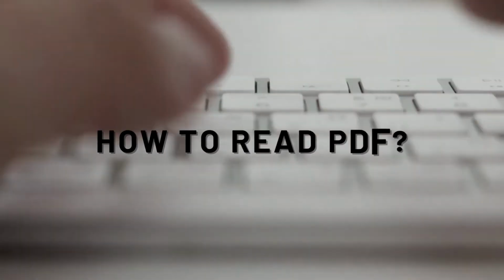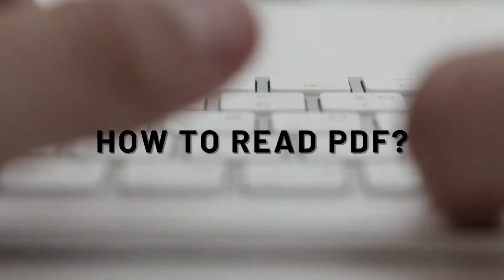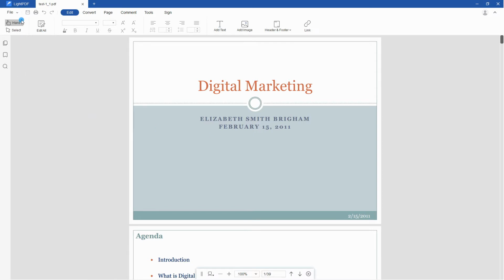Now, I will show you how to read PDF. The cursor has two options: the hand and selection. When you select the hand, text and pictures cannot be selected even in edit mode.